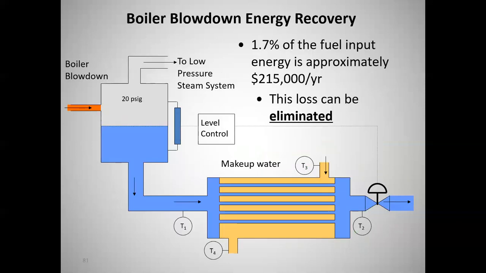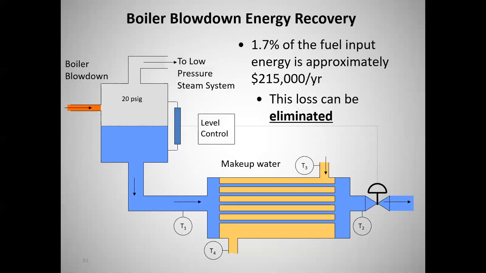Okay, so more details. So there's a better picture. That blowdown comes in, saturated liquid at the drum pressure, hits that 20 psig tank, with the flash steam going to the low pressure steam system, and the liquid goes through the heat exchanger. I've got makeup water coming in at T3, going out at T4. Liquid blowdown comes in at T1 and leaves at T2.